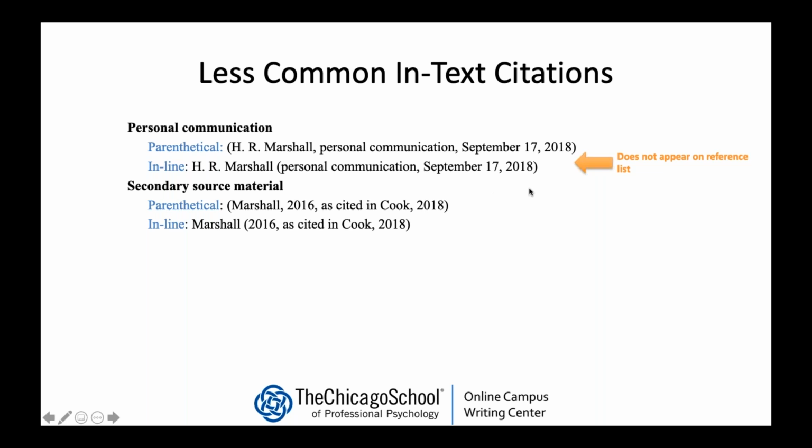Another less common source is a secondary source. This is where you're reading through a journal article or another source and you see that the source you're reading has cited another source. That makes the source secondary to the one that you are presently reading. What this looks like is the secondary source, not the source you're reading, but the source cited in the source, Marshall, 2016, as cited in Cook 2018. So Cook 2018 is the actual source that you're presently reading, and Marshall 2016 is cited in Cook.